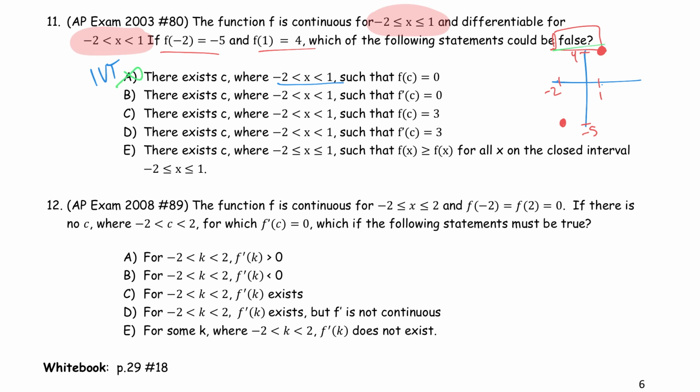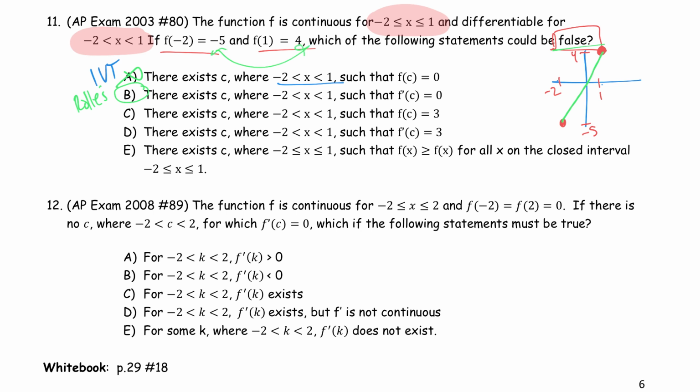Okay, B, there exists c where negative 2 is less than c is less than 1, such that the derivative is 0. I don't know that that's necessarily true, because what if we just have a line here, there's no derivative of 0 anywhere between those. So I don't know about that. That seems like that might be our answer, but let's go check the rest of them. And this is kind of talking about Rolle's theorem, right? It's trying to give us a Rolle's theorem, but Rolle's theorem would have to be where these two y values were the same in order for Rolle's theorem to be true.